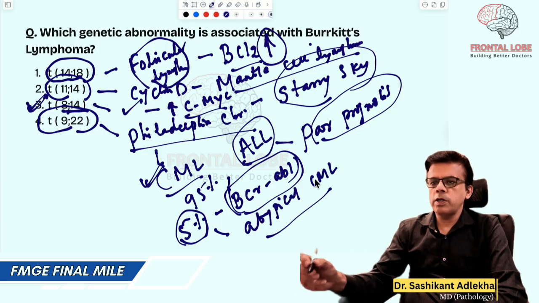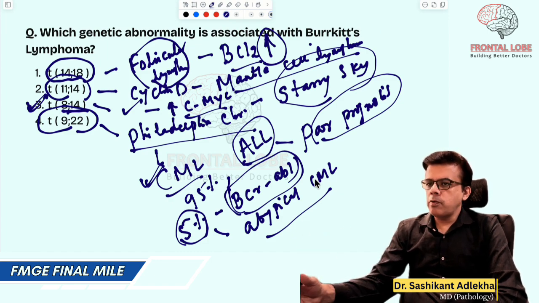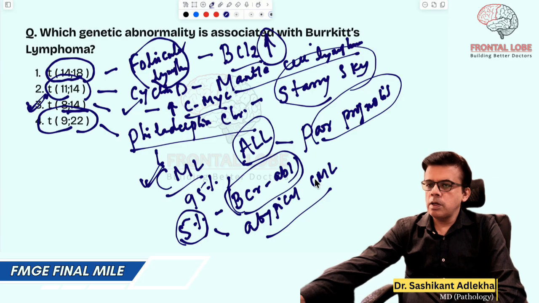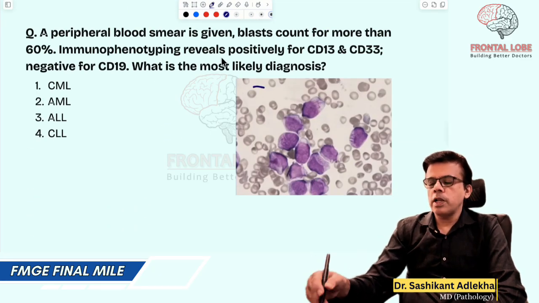So these are some important points you need to know, and the answer here is the typical 8;14 translocation that is characteristic of Burkitt's lymphoma. So the answer here is Burkitt's lymphoma, 8;14 translocation, option 3. That is the correct answer. Now let's go to another MCQ. Let's go to the next MCQ.